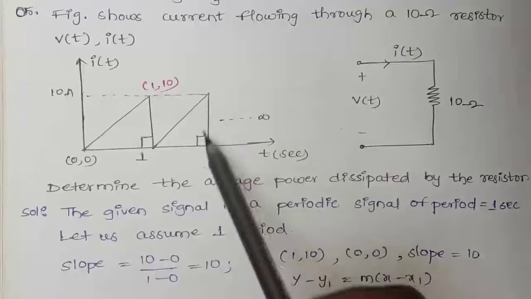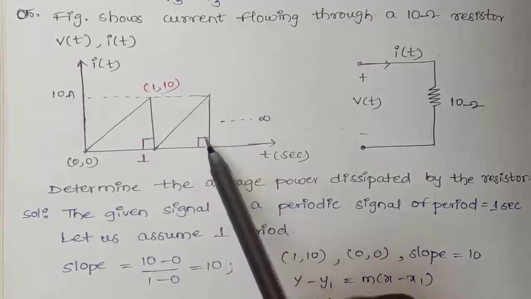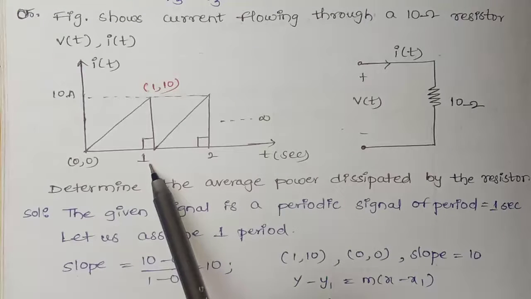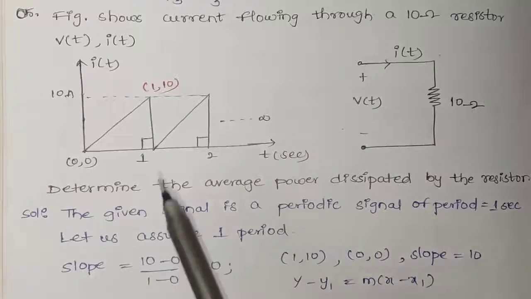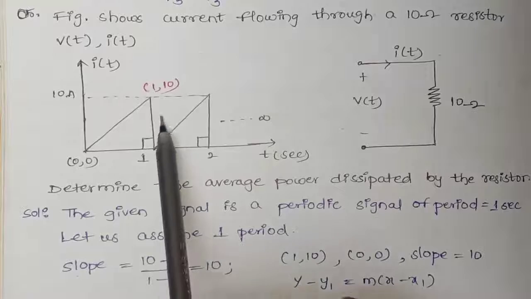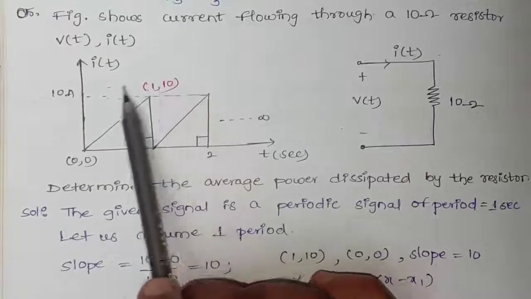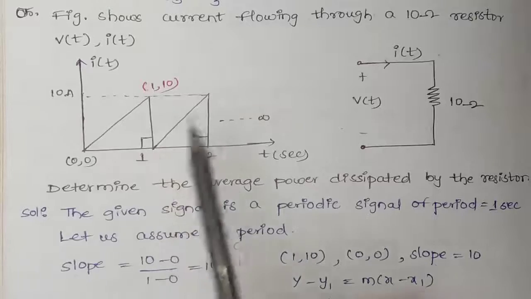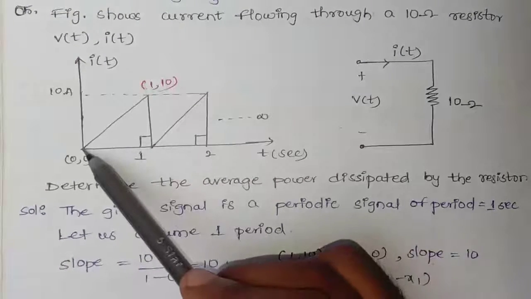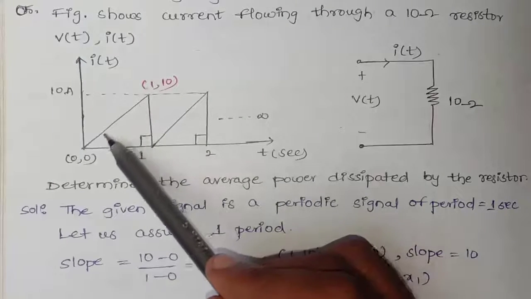Now coming to the solution, we can observe that this current waveform is nothing but a periodic waveform with a time period of 1 second. To simplify this problem, we will consider one period of the current waveform. In this one period, we can observe that the current waveform is nothing but a straight line.